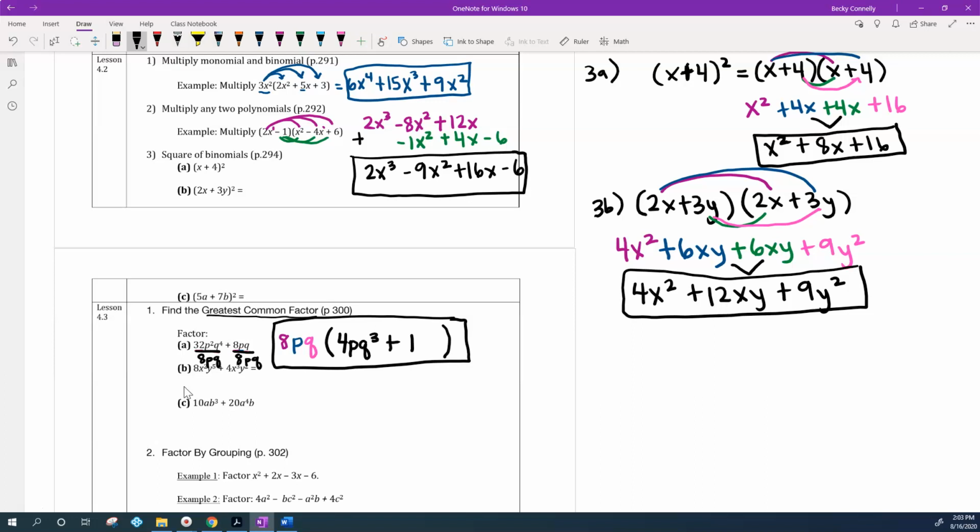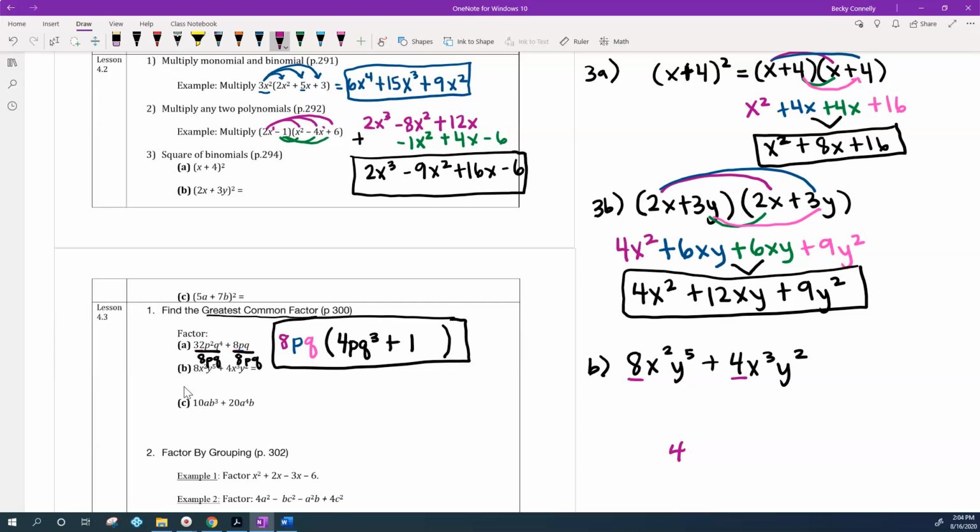Maybe I'll do part B over here. All right. So this one says 8x squared y to the 5th, and then plus 4x cubed y to the 2nd. All right, so again, I'm trying to find my GCF. What is the largest number that will divide into both 8 and 4? All right, well, 4 is. 4 can divide into both of those.